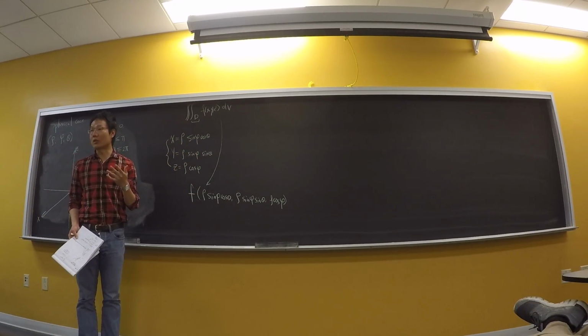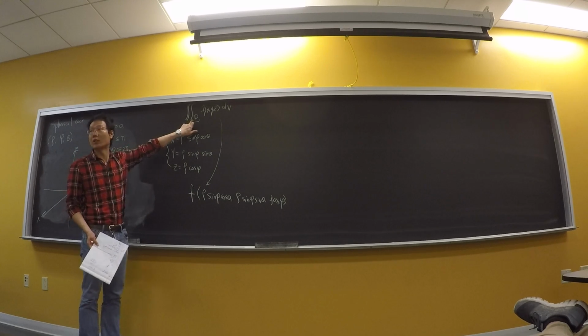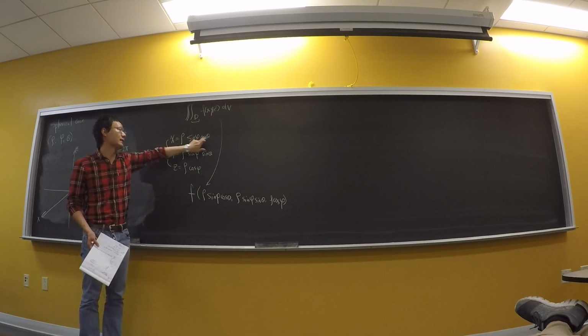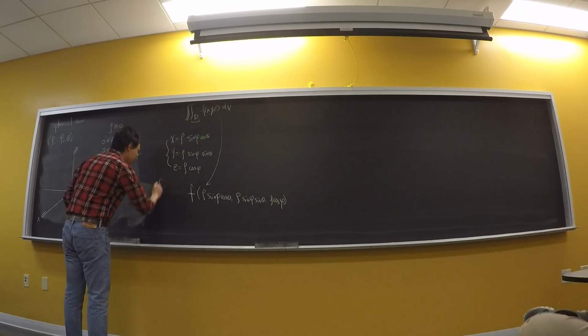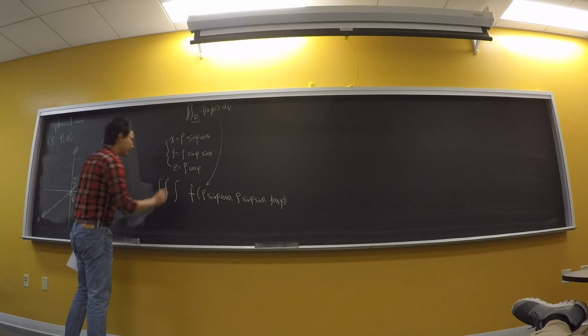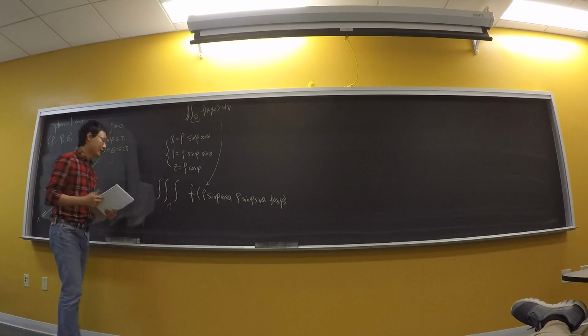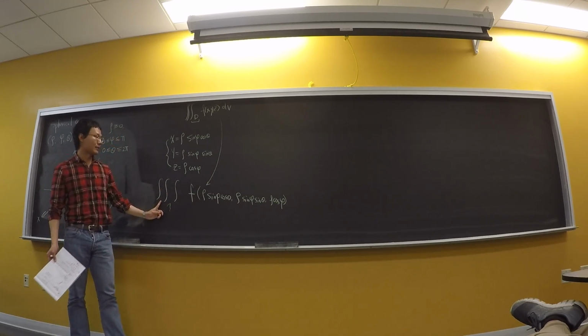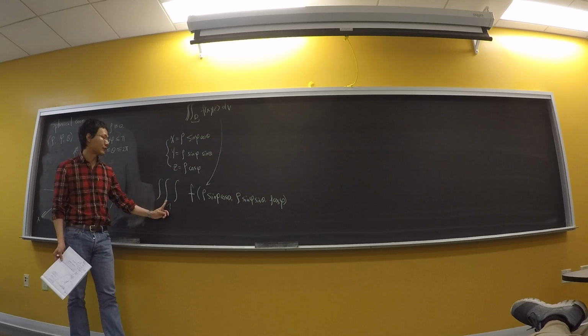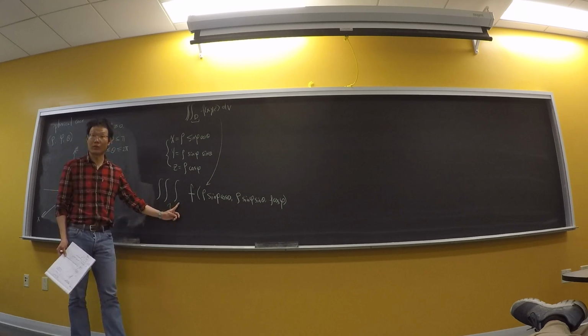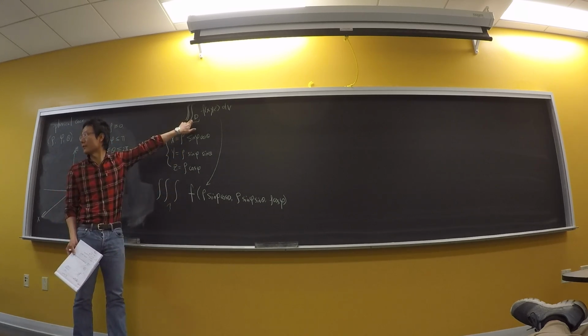But I also have to worry about what happens for the integration region in spherical coordinates. So how do I describe this D in rho, phi, and theta? That depends on individual problems, which we'll discuss in a minute. I have to worry about what the range is for theta, what the range is for phi, and what the range is for rho in order to describe this integration region.